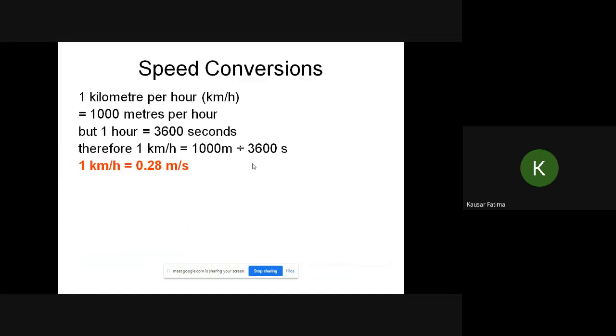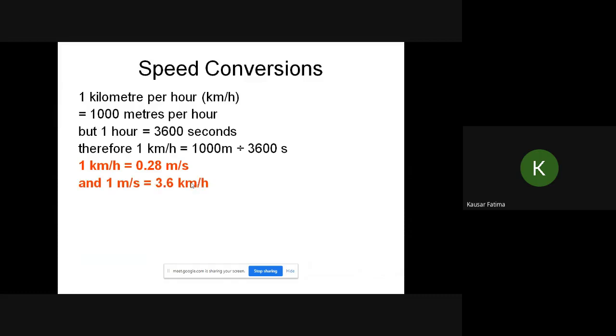The answer comes out equal to 0.28 meters per second. So you can remember this: 1 kilometer per hour is equal to 0.28 meters per second. This is standard. So you can calculate 2 kilometers per hour by simply multiplying 2 by 0.28, and your answer will be in meters per second.